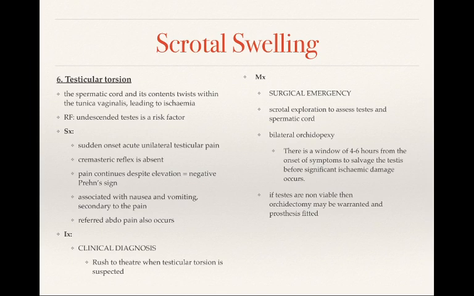And similarly, the Prehn sign is negative. So when you elevate the scrotum, the pain continues. And it is associated with nausea and vomiting, and they may have referred abdominal pain as well. This is a clinical diagnosis. If you suspect someone to have testicular torsion, you rush them to surgery.